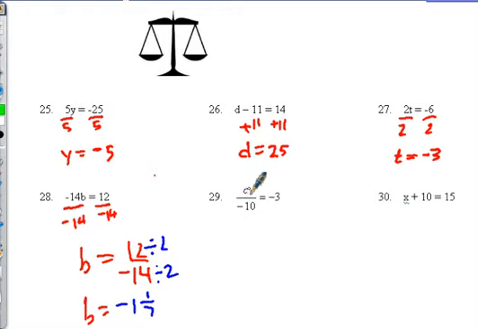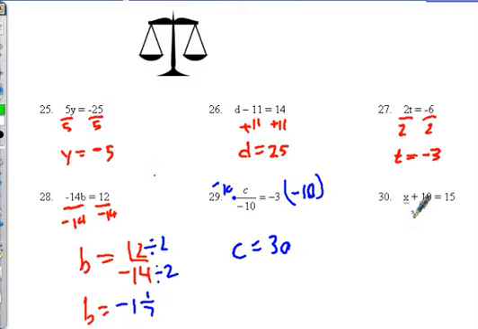Here I got C divided by negative 10. So whenever I'm dividing, I want to do the opposite of that and multiply. So I'm going to multiply by negative 10 on both sides. So on my left side I get C, and on the other side I have to multiply negative 3 times 10. Here you have to know your rules for multiplication. If I'm multiplying two negatives, my answer is going to be positive. So negative 3 times negative 10 is going to be a positive 30.